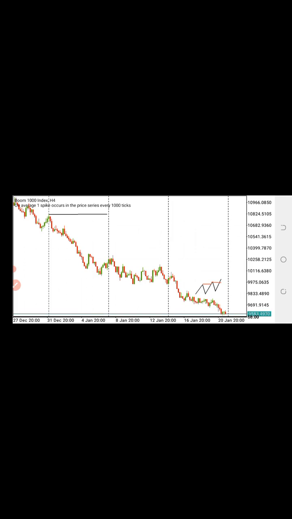Now, once you open your chart, the first thing you need to do is to look at your higher time frame. Now, looking at this on my daily time frame, on my 4 hours time frame, this is my swing high, and I have this here as my swing low, right?